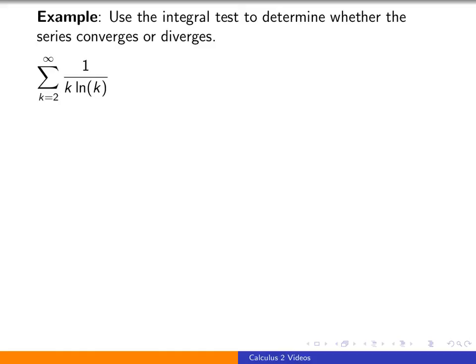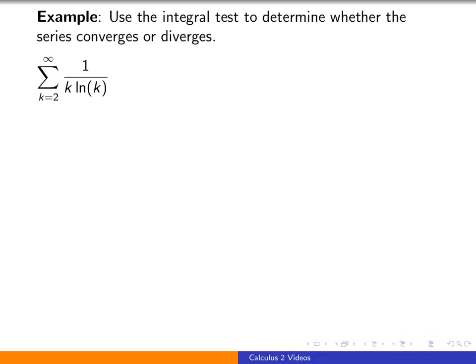Another example. Let's use the integral test to determine whether the series given here converges or diverges. Note in this case we are starting our sum off with k equals 2. The reason being is that natural log of 1 is 0, so it doesn't make sense to start at 1. It would be an undefined quantity.